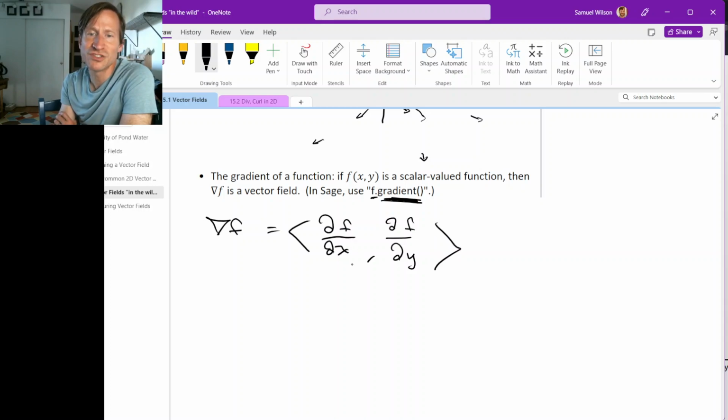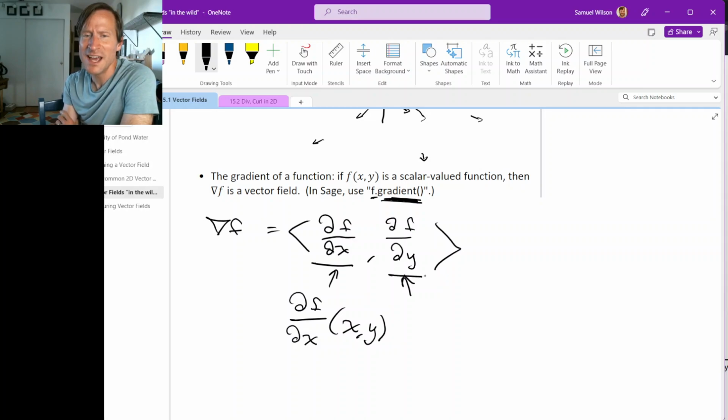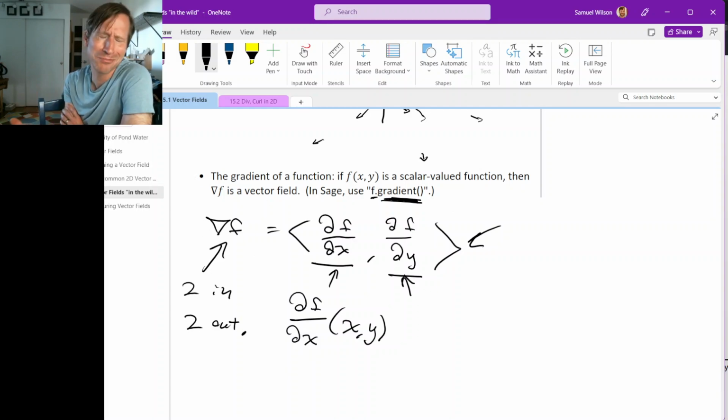Both of these are functions of x and y, right? This partial f partial x is really shorthand for partial f partial x of x comma y, and same thing for partial f partial y. So these are both functions of x and y, and they're packaged up in a vector, and so the gradient has two inputs in this situation and two outputs, and so it's a vector field. And indeed, we've plotted the gradient as a vector field even before we had the vocabulary of a vector field.